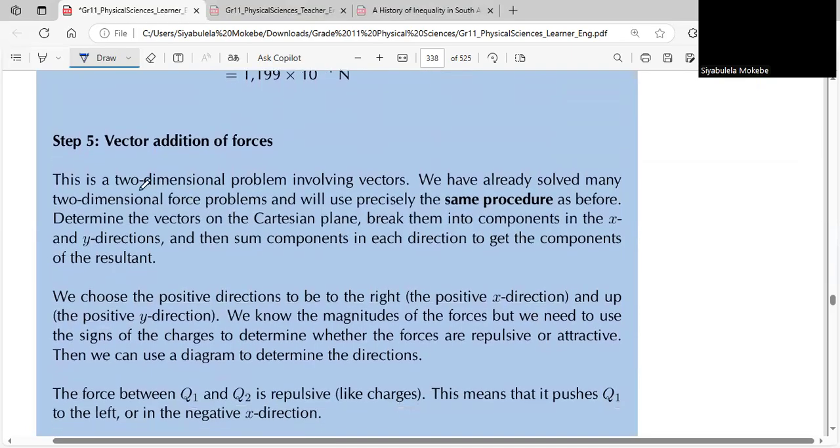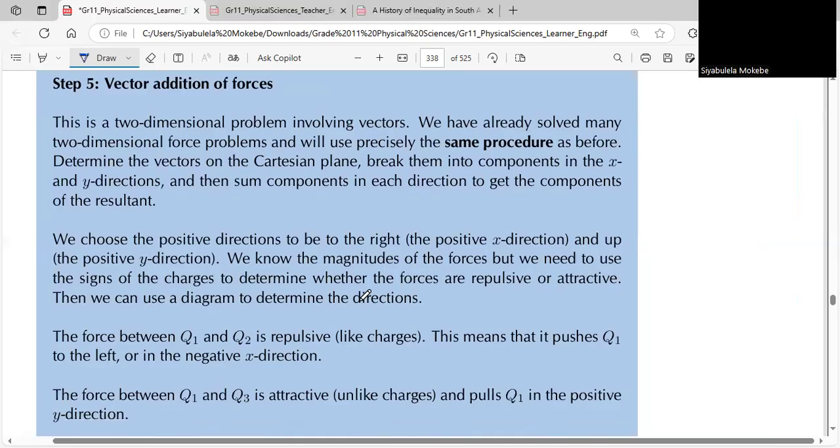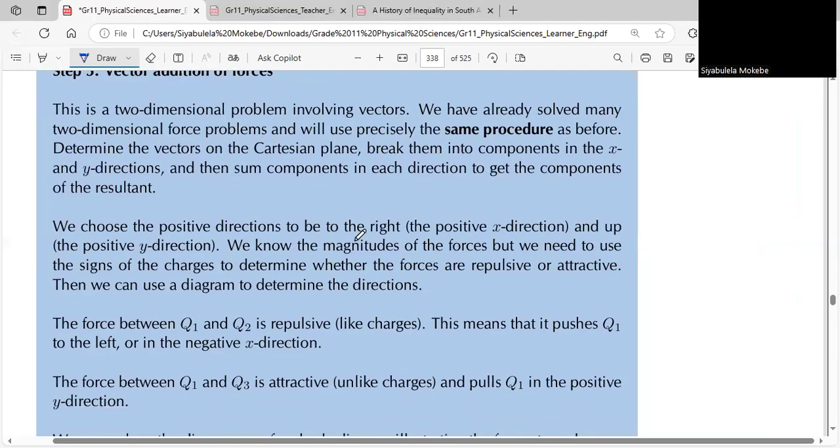Then, vector addition of forces. This is a two-dimensional problem involving vectors. We have already solved many two-dimensional force problems, and we will use precisely the same procedure as before. Determine the vectors on the Cartesian plane. Break them into components in the X and Y direction. And then sum the components in each direction to get the components of the resultant. We choose the positive direction to be to the right, the positive X direction, and up the positive Y direction.